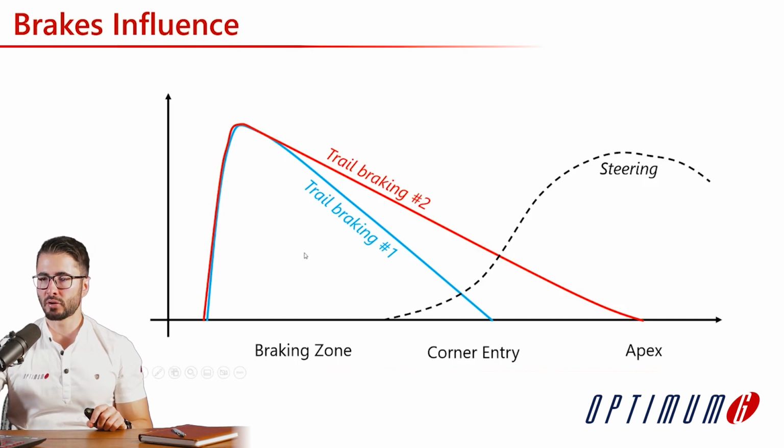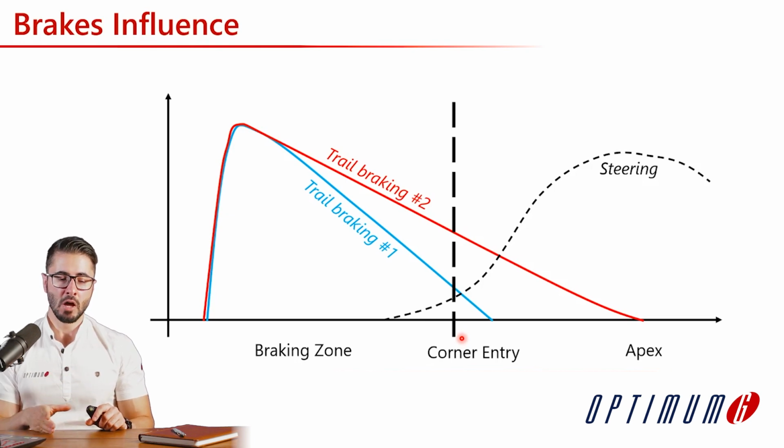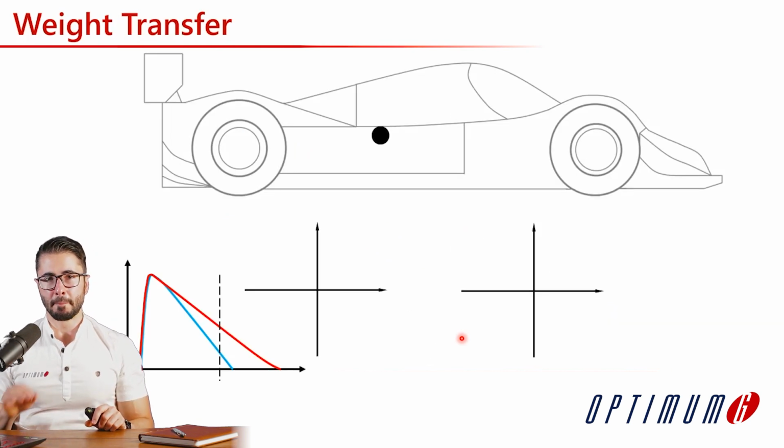So we can see that this driver is carrying the brakes further into the corner and combining the steering with the brakes more. If we analyze this specific point here at corner entry, we can try to understand which one should have more oversteer or more understeer because of the different brake application. All of this is answered mostly by weight transfer.